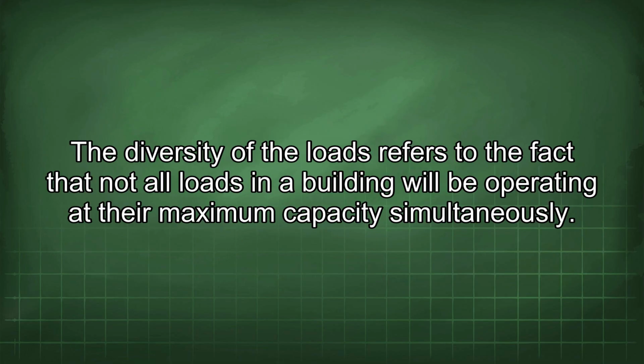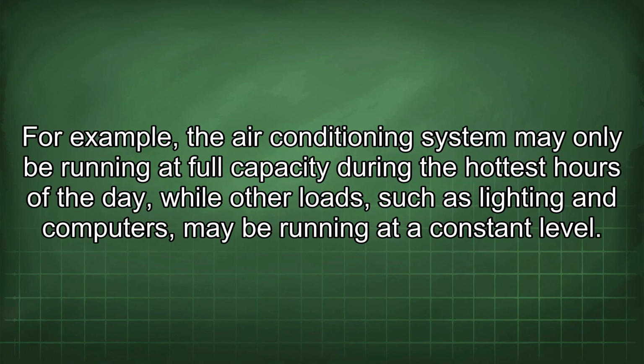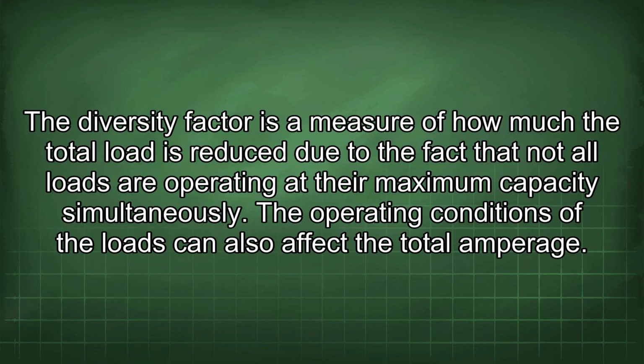The diversity of the load refers to the fact that not all loads in a building will be operating at their maximum capacity simultaneously. For example, the air conditioning system may only be running at full capacity during the hottest hours of the day, while other loads such as lighting and computers may be running at a constant level. The diversity factor is a measure of how much the total load is reduced due to the fact that not all loads are operating at their maximum capacity simultaneously.